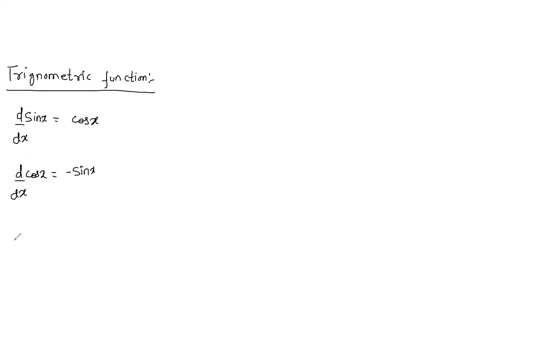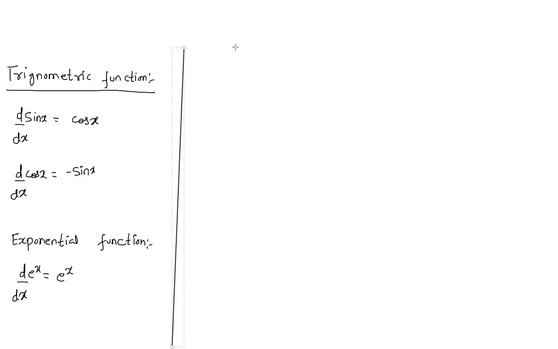After trigonometric function, there is the exponential function. A function of the form e to the power x. If you are differentiating e to the power x with respect to x, then the derivative would be e to the power x. So this is the differentiation of e to the power x with respect to x, which is e to the power x. That's for the exponential function. So exponential doesn't change during differentiation. The next is the logarithmic function.